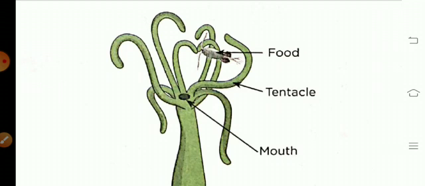Okay, the food is digested inside the central body cavity with the help of digestive juices secreted by the walls of the cavity. The undigested food is thrown out via the mouth. The digested food is absorbed into the cells around the central body cavity.